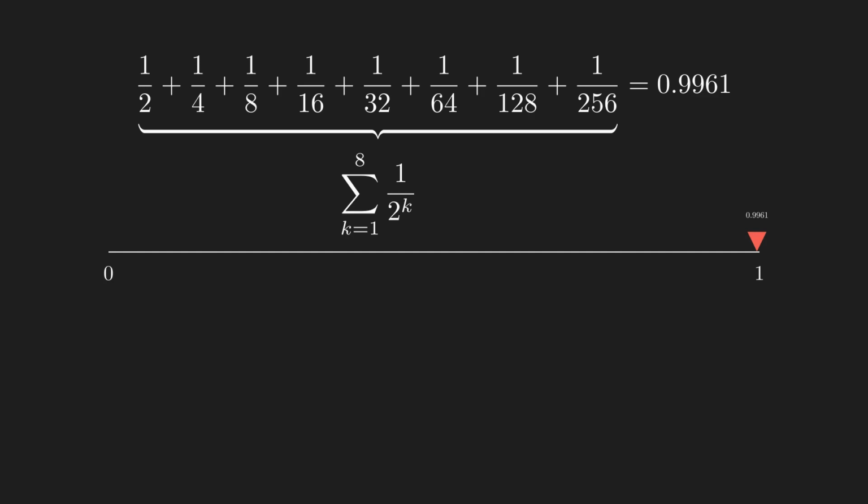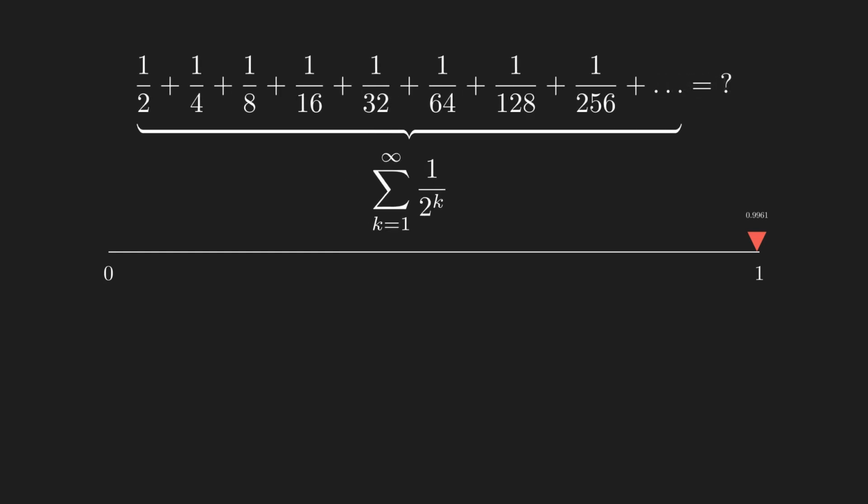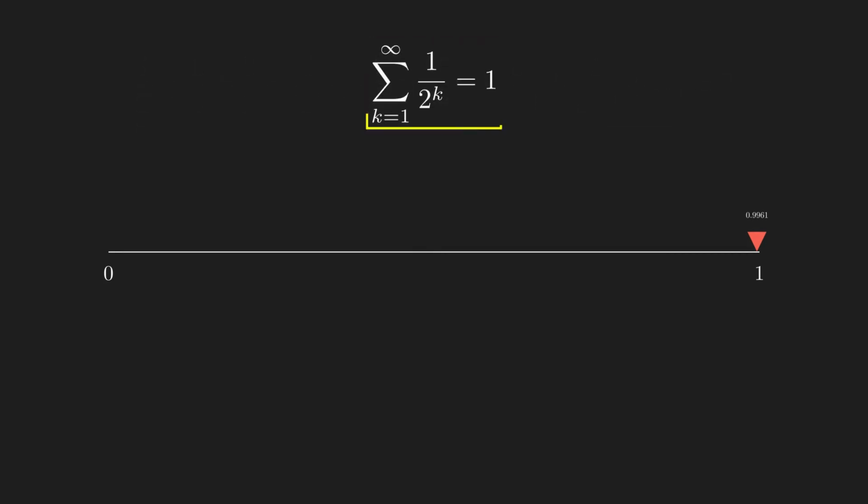Now, what happens if we don't stop and continue this process indefinitely with an infinite number of steps? Will we eventually reach 1? The short answer is yes, we will reach 1. But let's take a step back and understand why exactly.